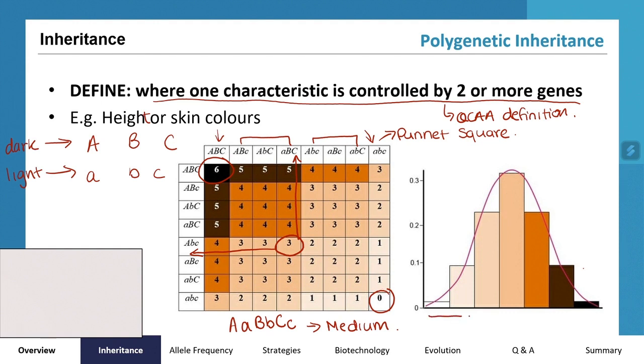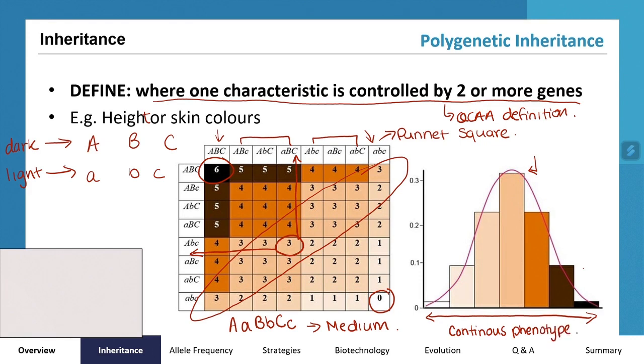And what we call this is you can map all of these phenotypes on a graph almost. And because there are so many more combinations that yield the more middle skin tone, more people are going to be born with the middle skin tone. And if you're able to graph phenotypes like this, we call this continuous phenotype variation, where there are so many different phenotypes that you can express, you can almost graph them.